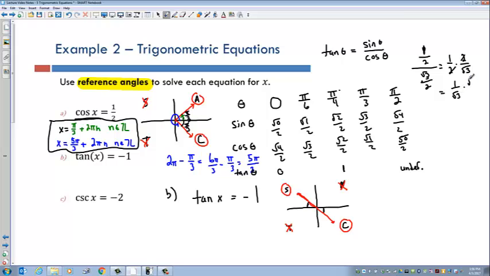But most of the time, books like to rationalize denominators. So you'll multiply top and bottom by root 3. And what you get is root 3 over 3. And so right here you can write root 3 over 3.